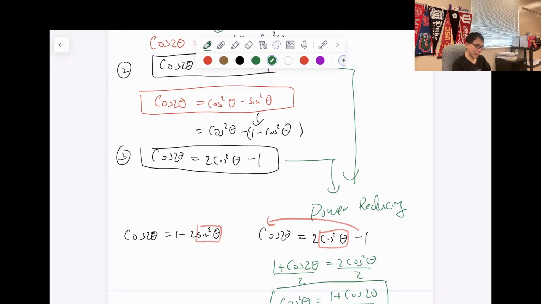I'm going to do the same thing on this one, but this one requires one extra step because if I move to the other side, it's 2 sine squared theta plus cosine 2 theta is equal to 1, and then move this to the other side, so it'll be 2 sine squared theta is equal to 1 minus cosine 2 theta, or divided by 2 on both sides. So it's basically just solving the equation.